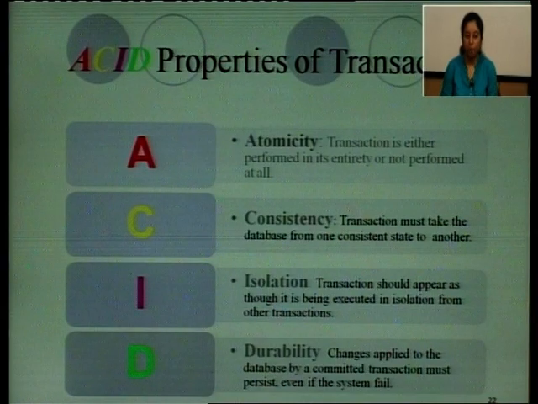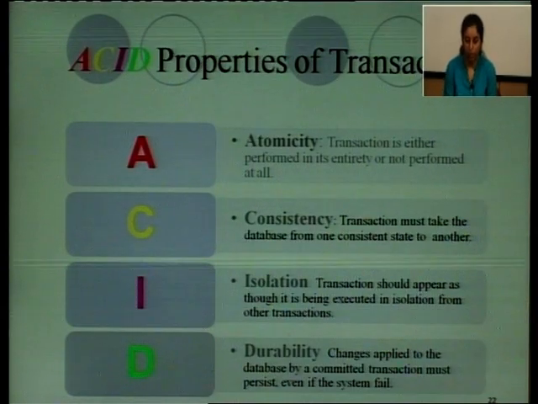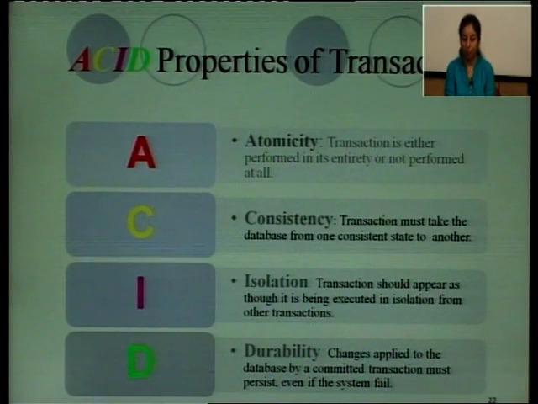Again, an important concept of transaction processing is known as the ACID properties. So, we will discuss what the ACID properties of transaction processing are. It is a very important concept. Basically, transaction processing is based on these 4 properties. The A stands for atomicity, the C stands for consistency, the I stands for isolation, and the D stands for durability.